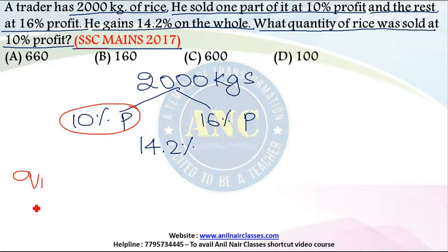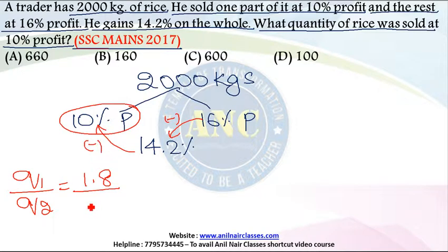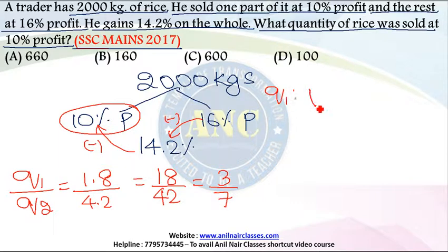Same logic. Q1 by Q2 is nothing but 16 minus 14.2, which is 1.8, divided by 14.2 minus 10, which is 4.2. This is 18 divided by 42. 18 divided by 42 is 6 into 3, 6 into 7. So the two quantities are mixed in the ratio 3:7.